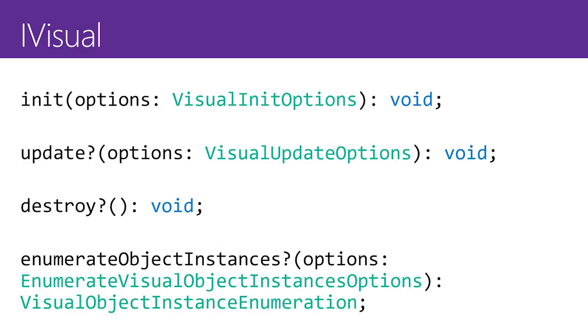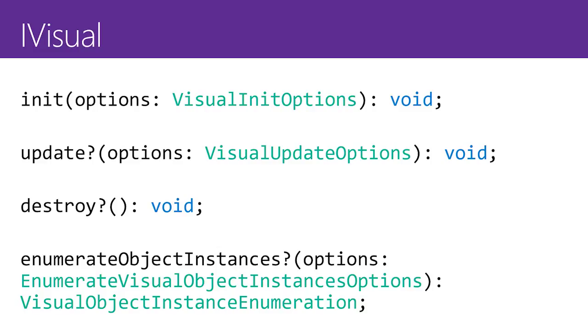First is the init method. This is called once when your visual is about to be put on the screen. In its options, you will have an HTML element and your visual is going to be rendered in it. Here is where you would typically do some one-time setup work.